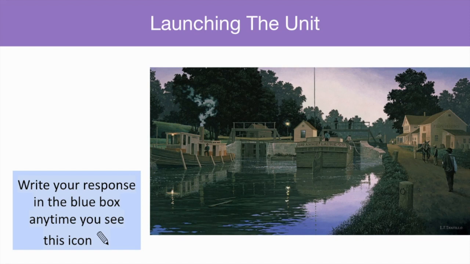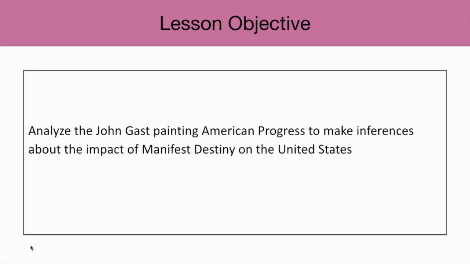In the student-facing video, we will go over the learning activities in Unit 4, Day 1, launching the unit. I will model how to complete the introduction and model slides, and we will cover skills that can be used in lots of different lessons in Social Studies class. Our lesson objective is to analyze the John Gast painting, American Progress, to make inferences about the impact of Manifest Destiny on the United States.